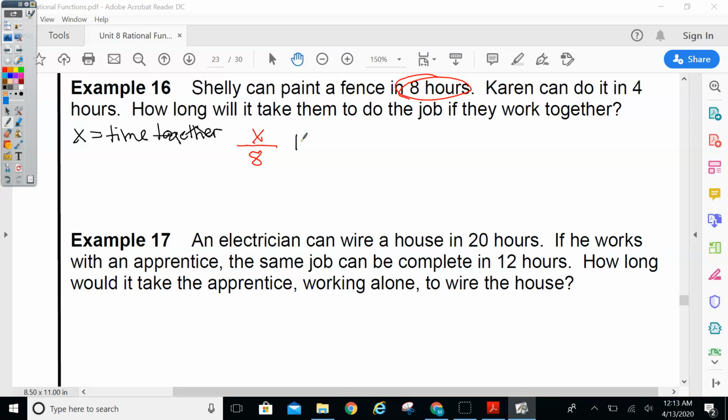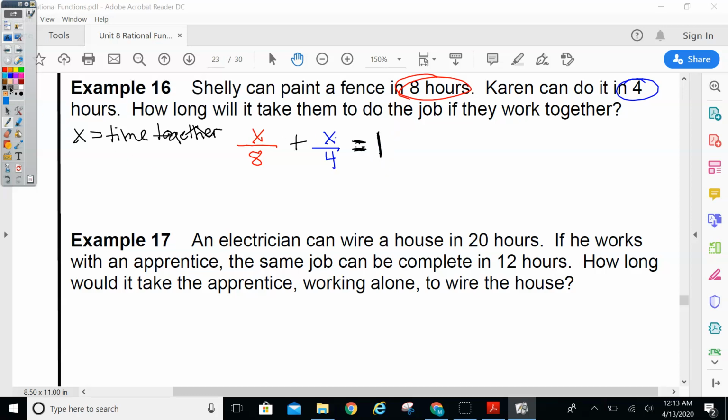plus, for Karen, she can do it in 4 hours. So for 4 hours, we're going to do X over 4. And how long, if they work together, will it take them to do the one job of painting the fence? So this doesn't always have to be one. If they're painting 2 different fences together, then you would put 2. However many jobs they're doing, that's what it's equal to here.